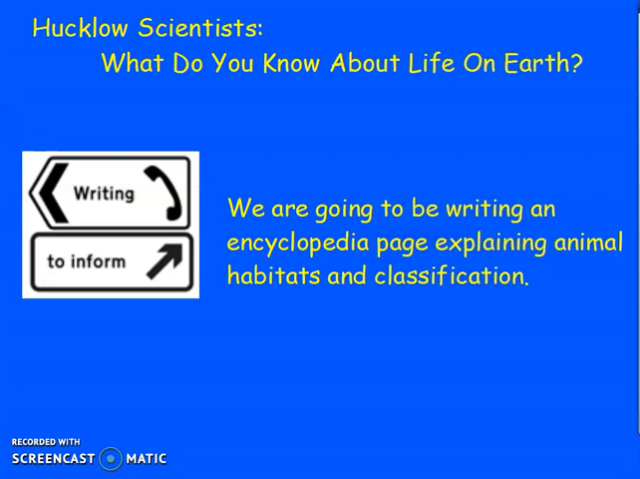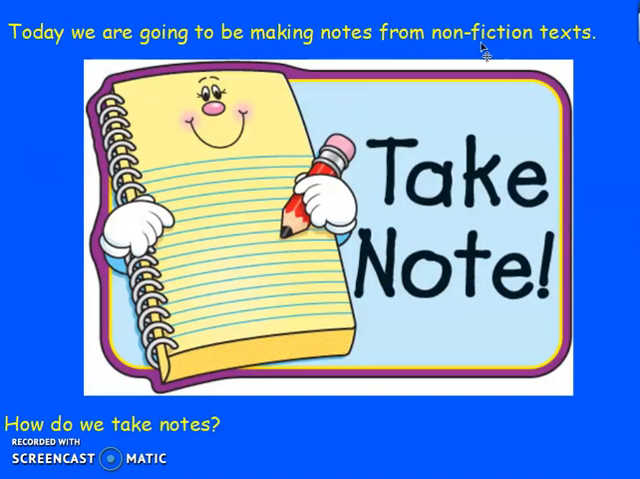Okay, so we are on to our new literacy learning then. So you know that we have been looking at writing to inform. We are going to be writing an encyclopedia page explaining animal habitats and classification. That's what we're working towards. Yesterday we did all of our research, answering our questions and finding out all about our animal. Okay, today we are going to be making notes from non-fiction text.